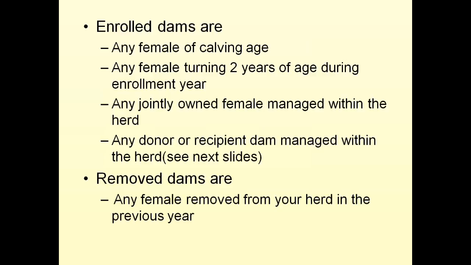Also, donor and recip dams managed within your herd, which we'll go over in the next few slides, should also be enrolled on your inventory. Any removed dams will be any females that were removed from your herd in the previous year. So if you shipped a cow because she came up open, or if you're in the really bad drought right now and you had to cull some cows, you would place a removal code on those females indicating that they are no longer part of your herd. They are gone.